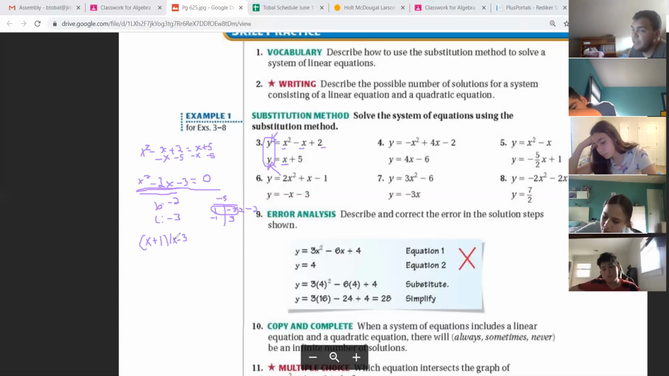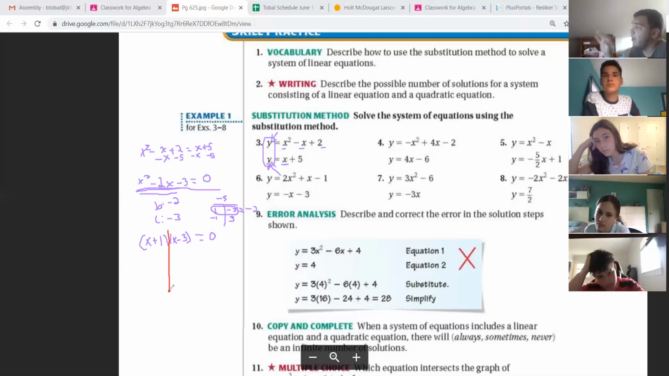The reason this section might be difficult is because you got to recall a bunch of old stuff. That equals 0. Because it equals 0, what we can do is split and solve for each one individually.